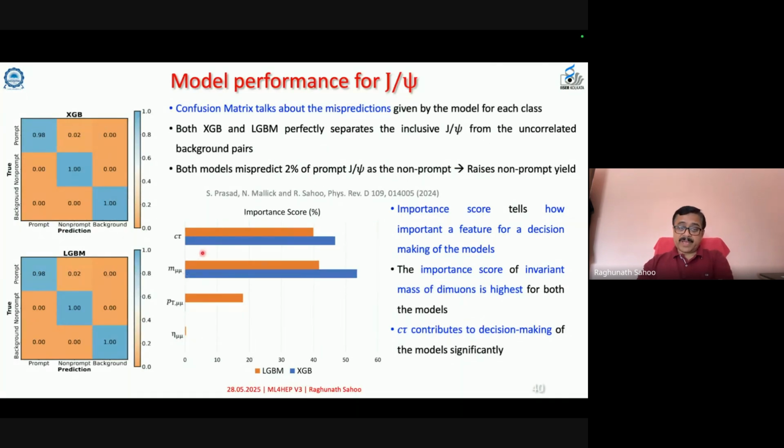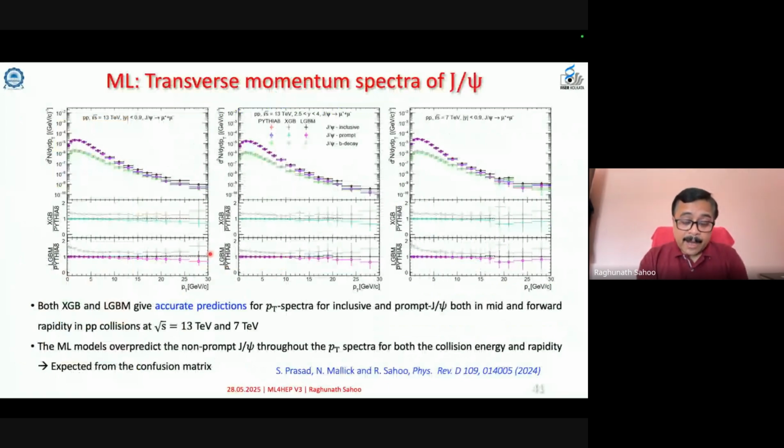So these two will play a pivotal role in distinguishing or segregating J/psi prompt and non-prompt. So with this, with 98% accuracy in the machine learning prediction, what we studied is the invariant yield. As you can see, the ratios of XGB and LGBM with respect to Pythia 8 true values are close to 1, and we could get up to 98% accuracy of prompt and non-prompt tagged J/psi.